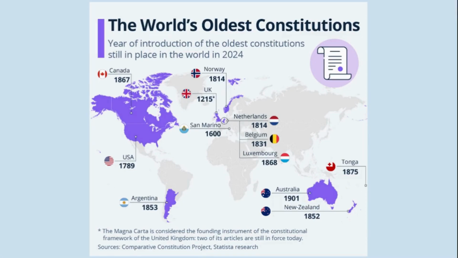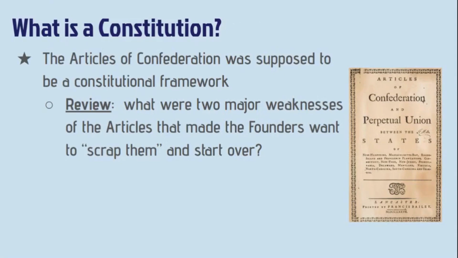They are certainly a similarity between a lot of nations' governments, and a lot of them actually were created, in some way, because of the U.S. and its success in creating a constitution in the late 1700s. So the Articles of Confederation, like we said, were supposed to be a constitutional framework.